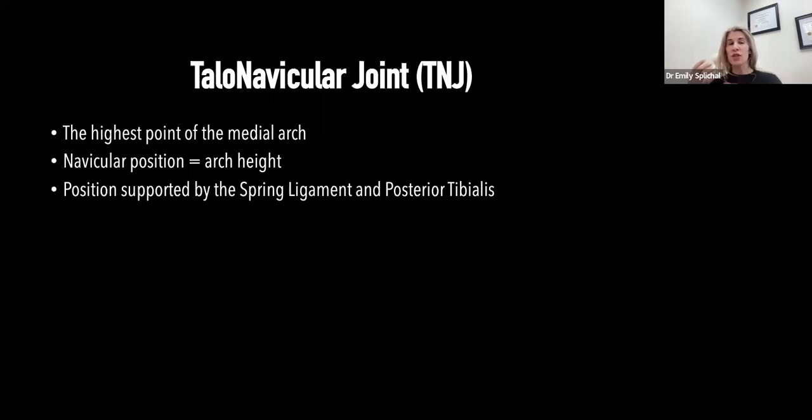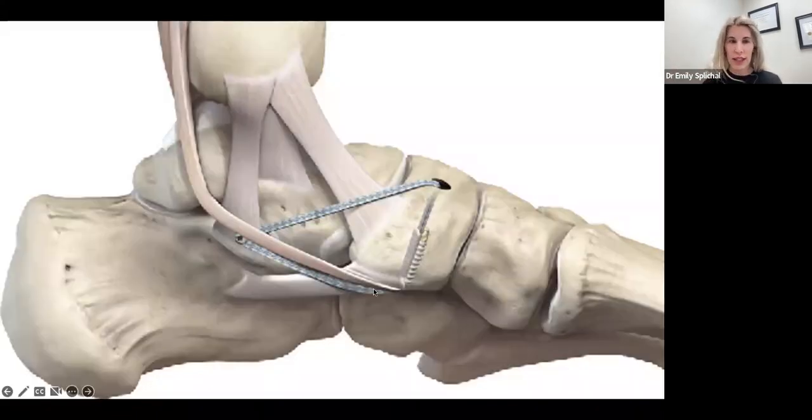Navicular position is associated with arch height, and that position, the navicular position, the talonavicular height, is supported by a ligament and a tendon. Okay, now there's multiple ligaments, but the primary ligament that is stabilizing your talonavicular joint is referred to as your spring ligament. So if we look here, this right here is showing you the spring ligament.